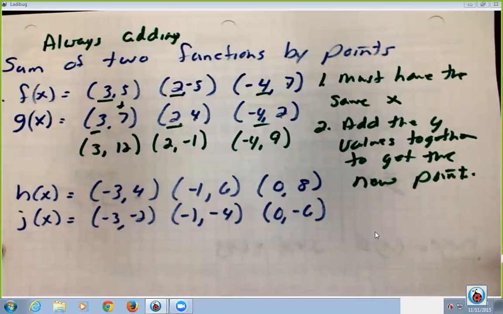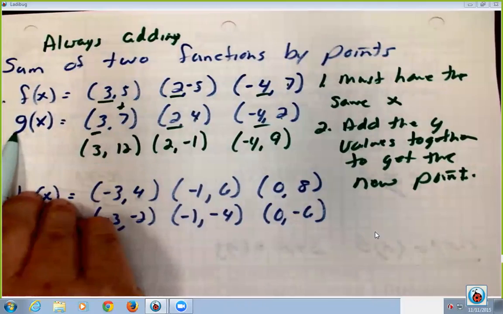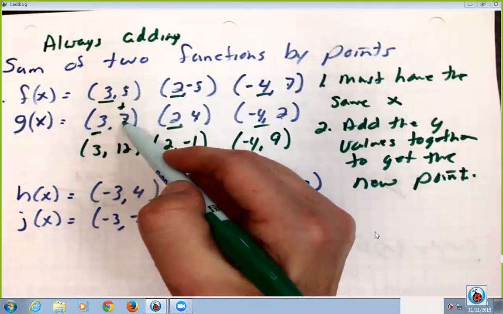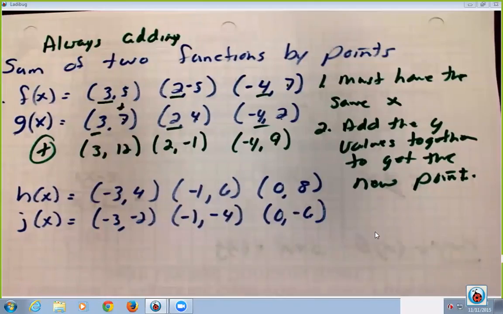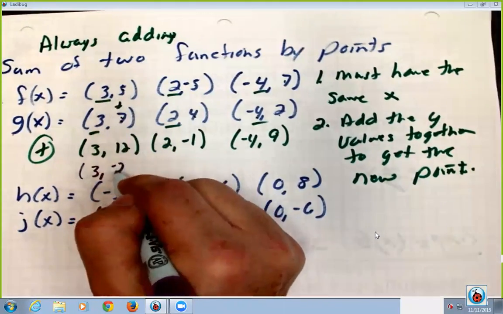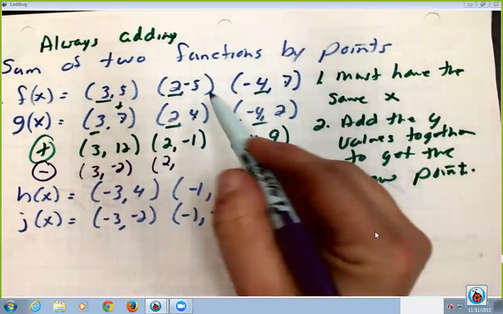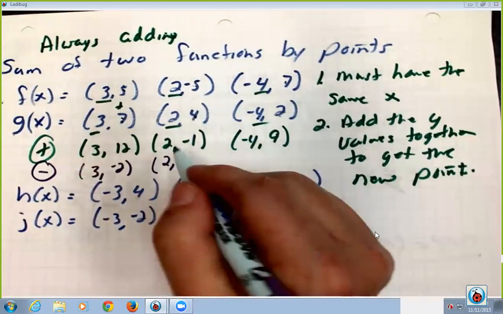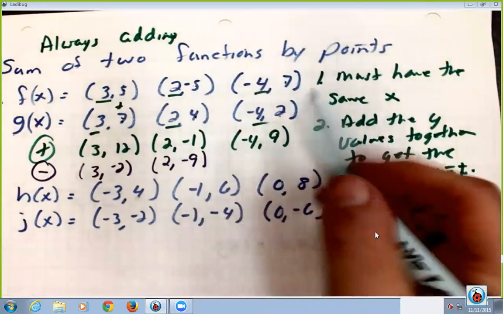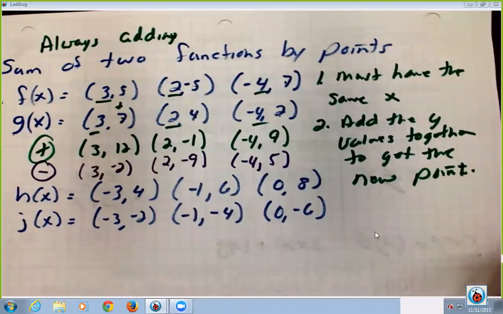So if it said adding, I'm adding. If it said subtracting, if it's function f of x take away g of x, then I would just simply subtract these two and get my new point. So this was addition. If I were subtracting, I would still leave my 3, but then I'd take 5 minus 7 and get a negative 2. The next one, 2, and this is subtraction. A negative 5 minus 4 is really a negative 5 and a negative 4, a negative 9. And last, a negative 4, 7 minus 2 is 5. So I have combined those based on knowing what my point value happens to be, and I could end up getting them combined and coming up with what they would be.